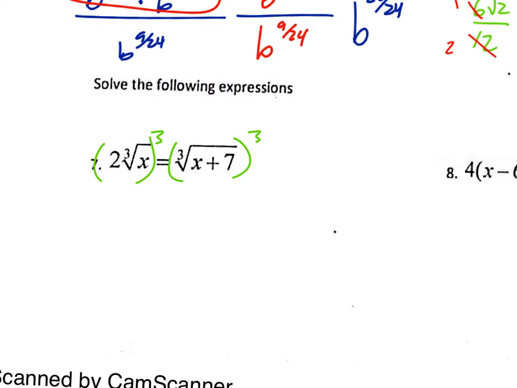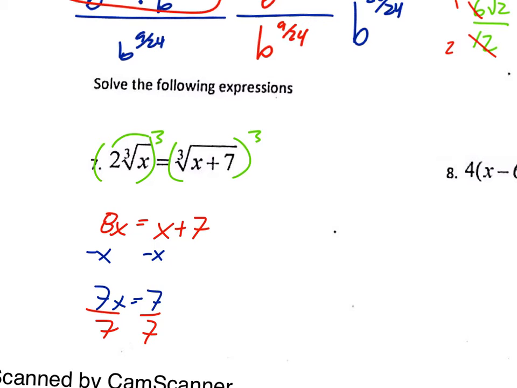But we still have to do the 2 cubed. So 2 times 2 times 2, I know gives me 8. And then the cube and the cube root undo each other, so it just leaves me with 8x. And on the other side, they undo each other again, so I'm just left with x plus 7. If we take away x from both sides, you've got 7x equals 7, divide by 7, and x equals 1. Divide by 7, and you just have x equals 1.